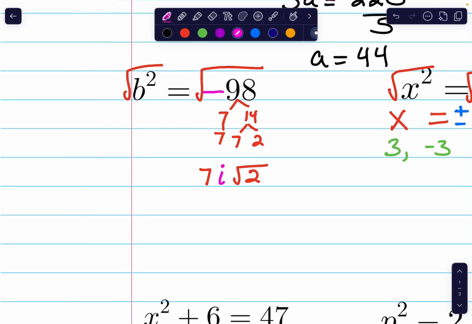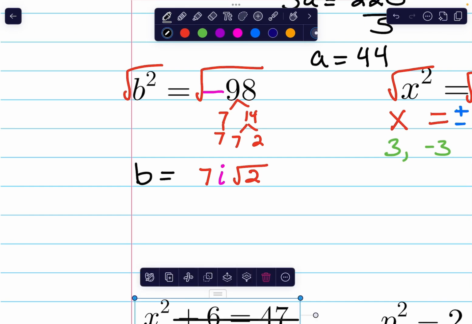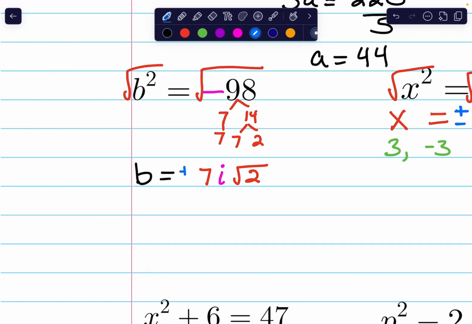Now, here's the deal. We are not going to go into details just yet on what an imaginary number is. What I need you to understand is that when I see a negative and I'm taking the square root of a negative number, throw an i on there. And I promise you later on we will cover exactly what that means, okay? And last but not least, we need to put in our plus or minus.